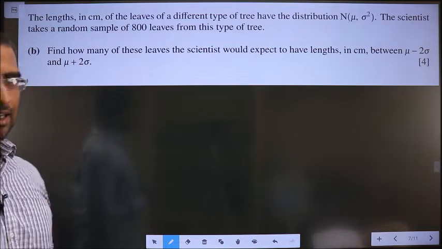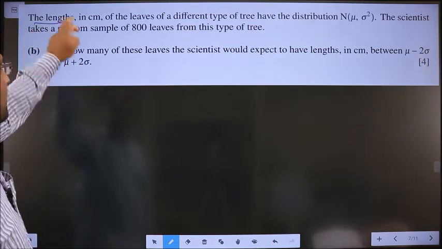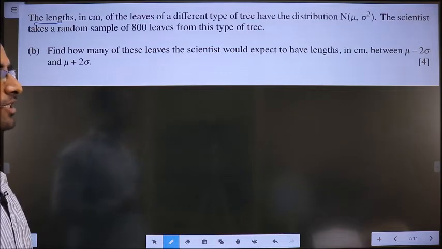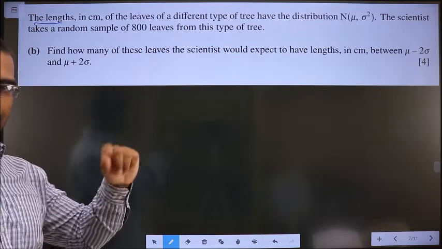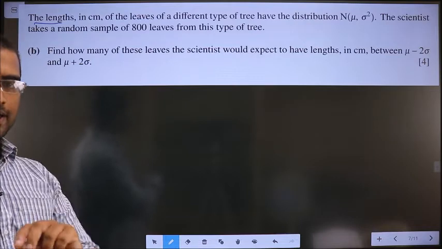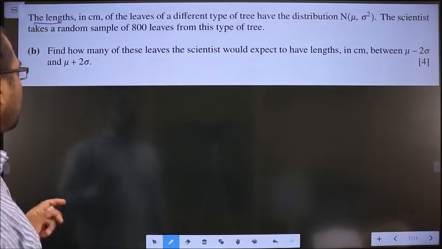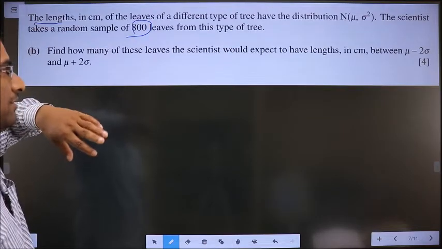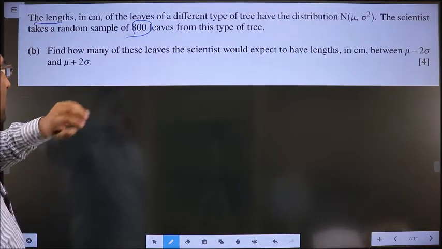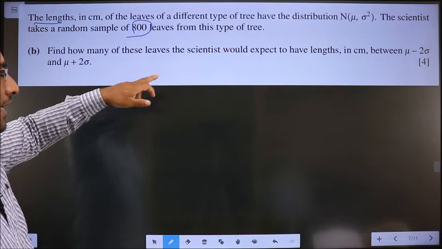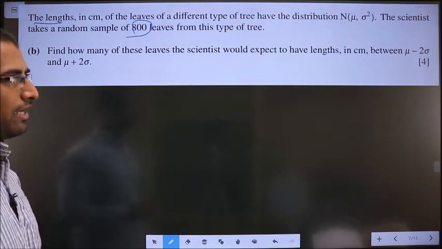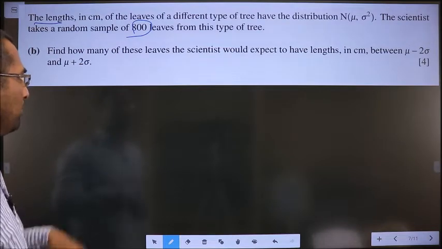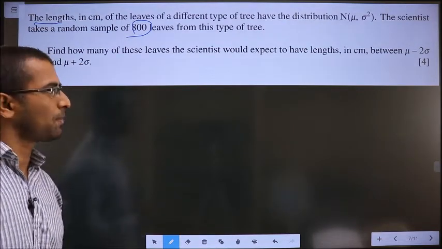B1. The lengths in centimeters of the leaves of a different type of tree have distribution N. N is a symbol for normal distribution. The scientist takes a random sample of 800 leaves from this type of tree. Find how many of these leaves the scientist would expect to have lengths in centimeters between mu minus 2 standard deviation and mu plus 2 standard deviation.